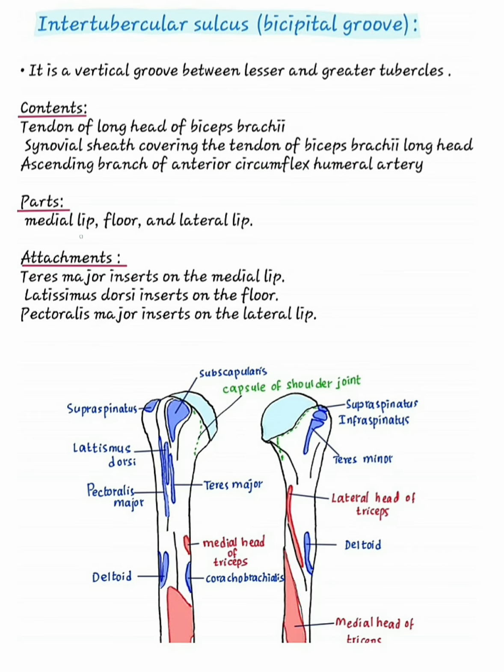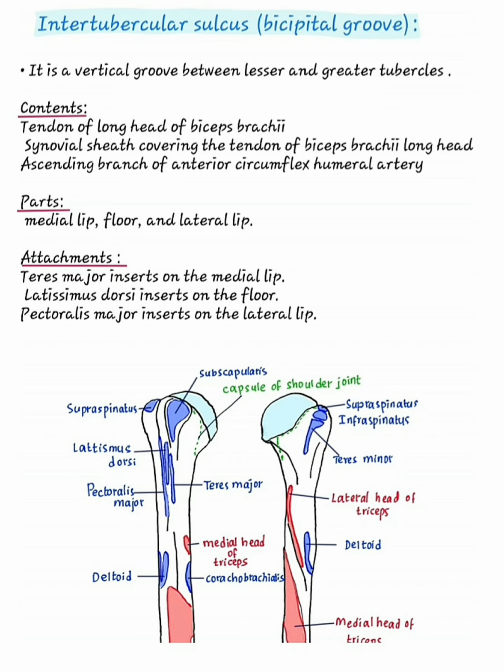Parts: medial lip, floor, and lateral lip. Attachments: teres major inserts on the medial lip. Latissimus dorsi inserts on the floor. Pectoralis major inserts on the lateral lip. You can see here, teres major inserts on the medial lip of bicipital groove, latissimus dorsi on the floor, and pectoralis major on the lateral lip.